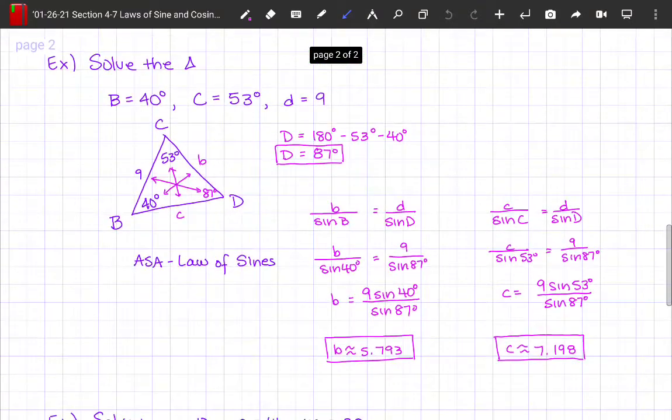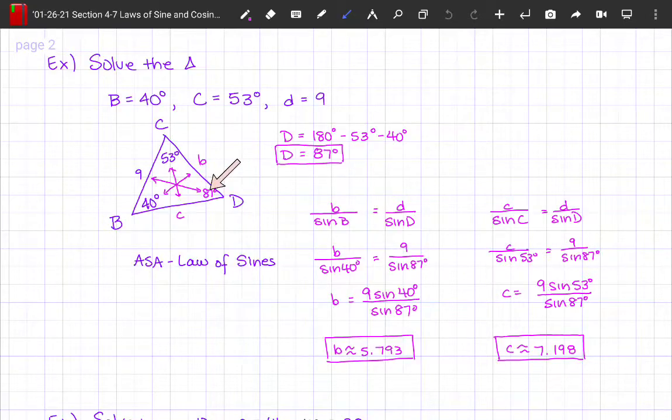Now sometimes you're not given the triangle and you'll have to draw it. So in this case, we were given the 40 degrees, the 53 degrees, and the 9. So we know we have a B, C, and D. I just drew a triangle with a B, C, and D. We know angle B is 40 degrees, angle C is 53 degrees, and little d has to be opposite angle D, so I knew this had to be a 9. This is angle side angle, so this is ASA, which means we have to start with law of sines.